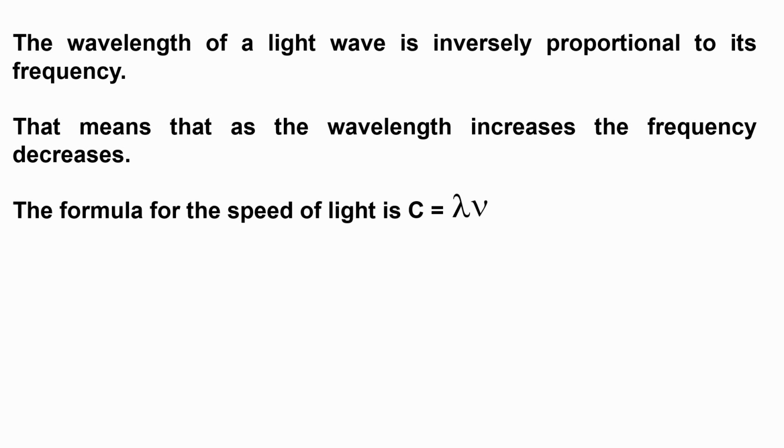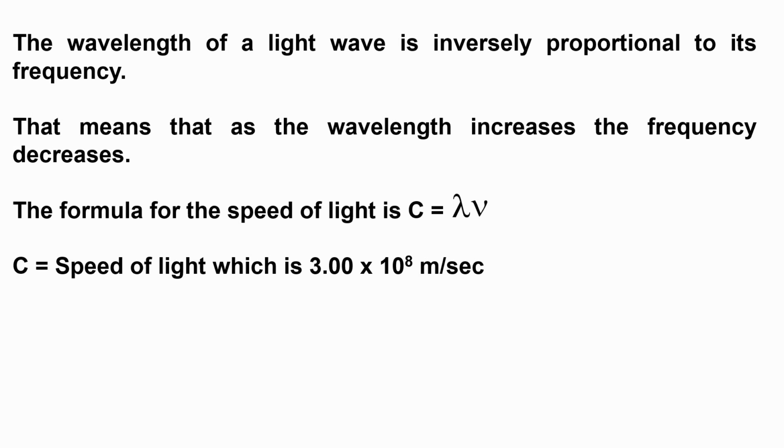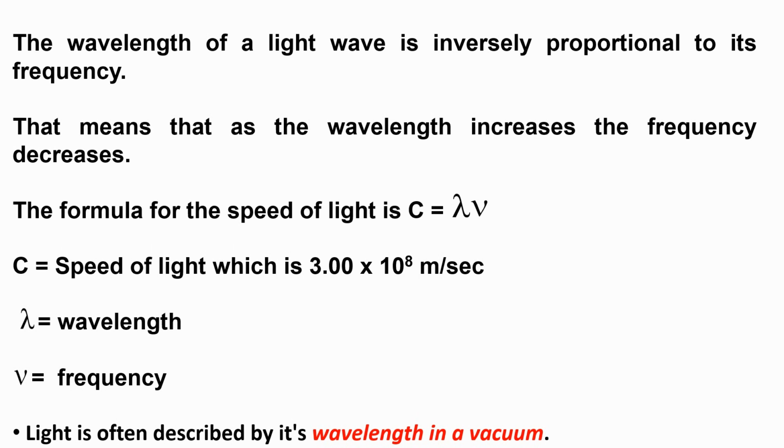The formula for the speed of light is c equals lambda nu, where c is equal to the speed of light, which is 3.0 times 10 to the 8 meters per second. Lambda is equal to the wavelength, and nu is equal to the frequency. Light is often described by its wavelength in a vacuum.